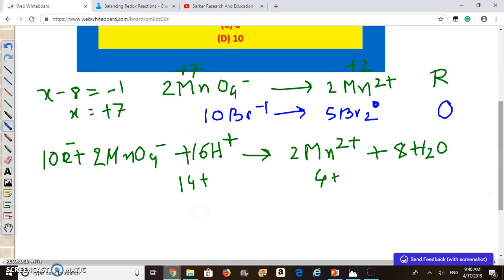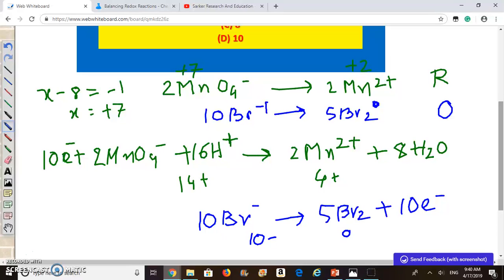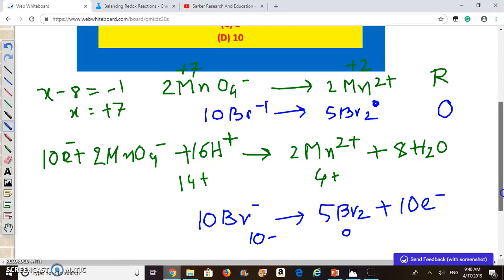And for the next one, we do not really have any oxygen or hydrogen, so this is very straightforward. And the bromine is also balanced, 10, and here 5 times 2 is 10. But now we will have to balance the charge. So how many negative charges do we have here? 10, right? 10 negative charge, and this is 0 because bromine is in the neutral state. So in order to balance the charges, there is a surplus of 10 negative charge here. So we will add 10 electrons on the opposite side, and that makes it balanced in terms of charge.